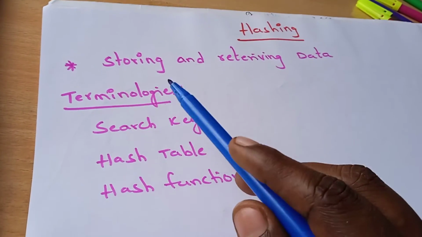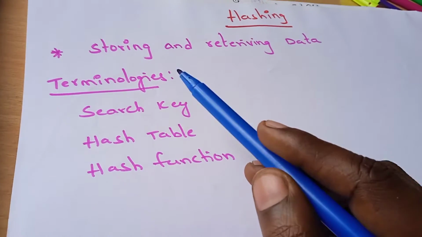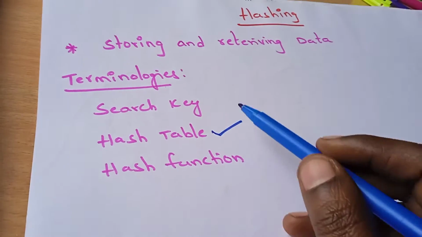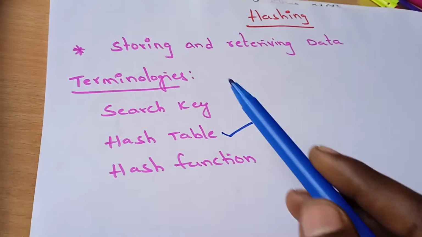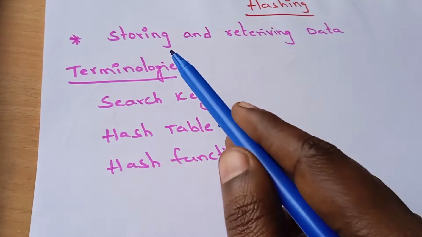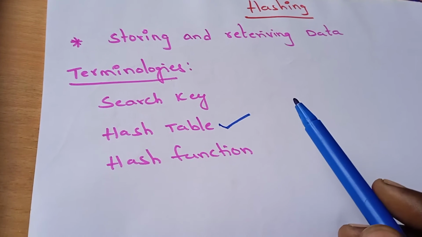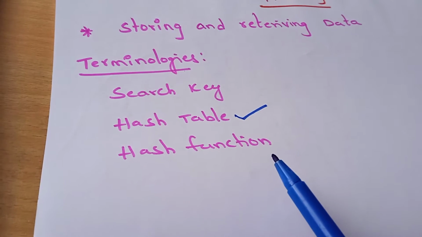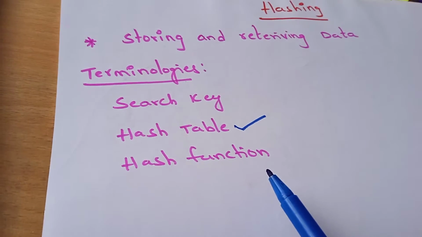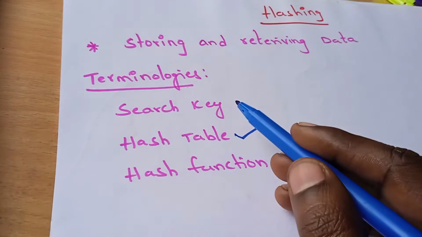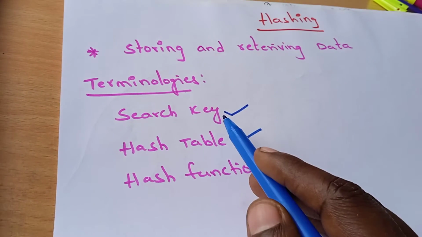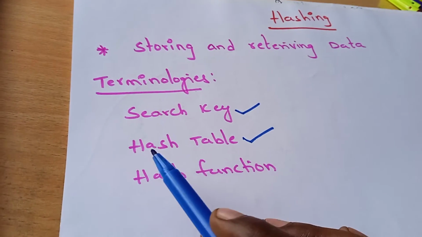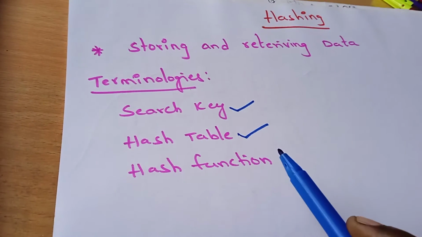When you are putting some elements inside your hash table, this is your hash table where we'll store the elements. We'll store the elements into the hash table by evaluating the hash function. The elements are called keys. Keys will be placed into the hash table by evaluating the hash function.